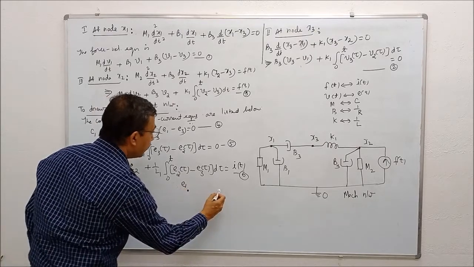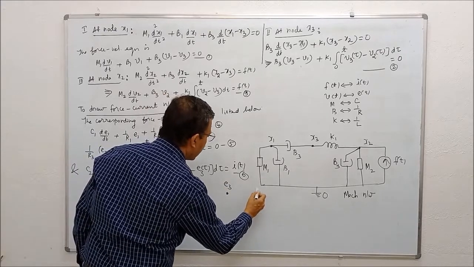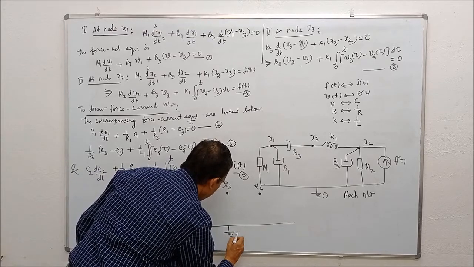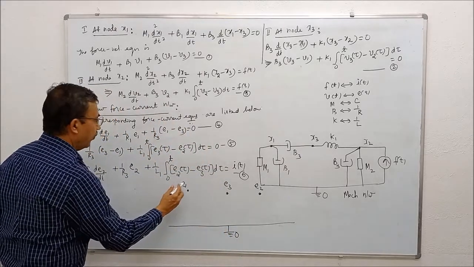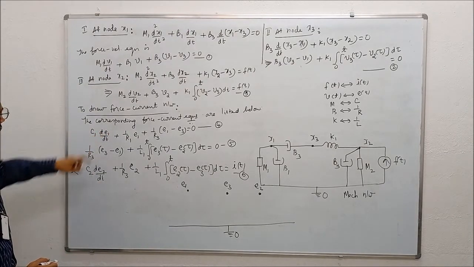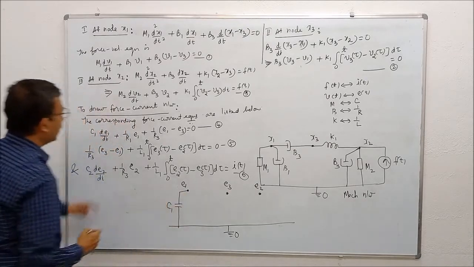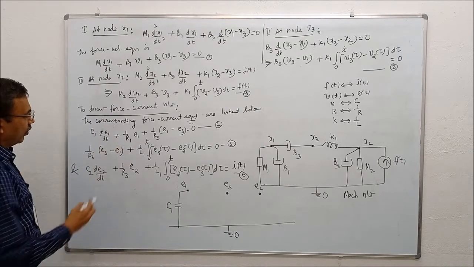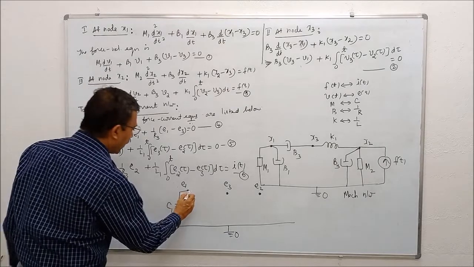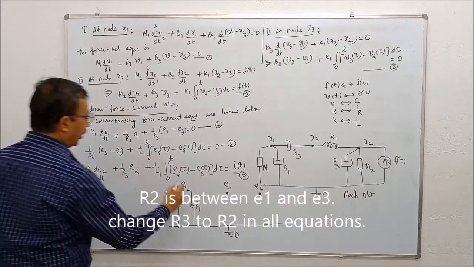This is E1, E3, E2, reference node. M1, take this equation. Voltage across C1 is what? E1. This is C1. Second term contains E1. Coefficient of E1 is 1 by R1. In other words, voltage across R1 is what? E1. R1. Then R3 is between E1 and E3.